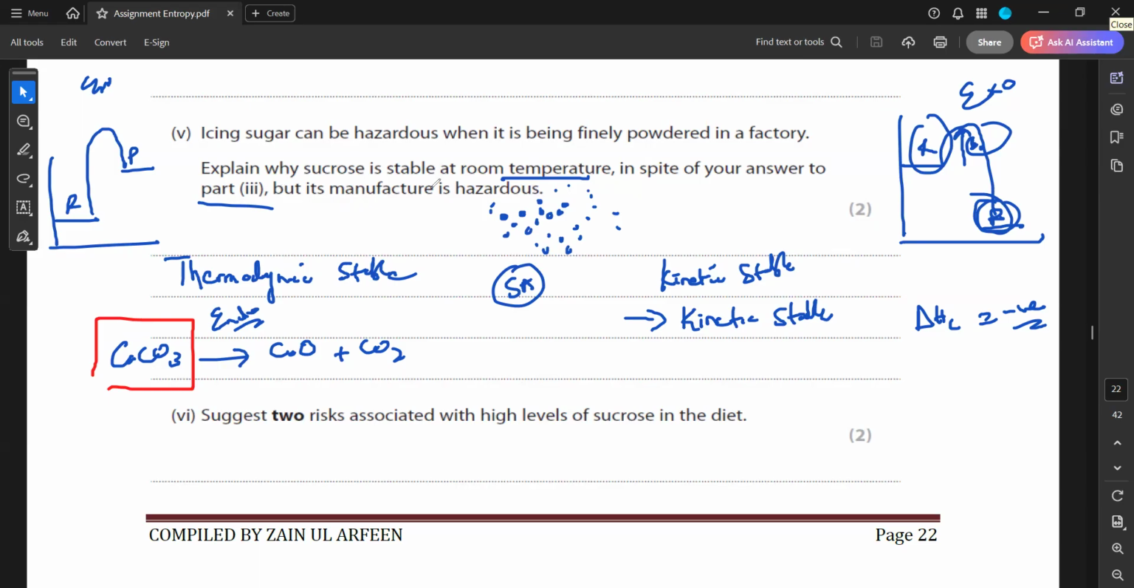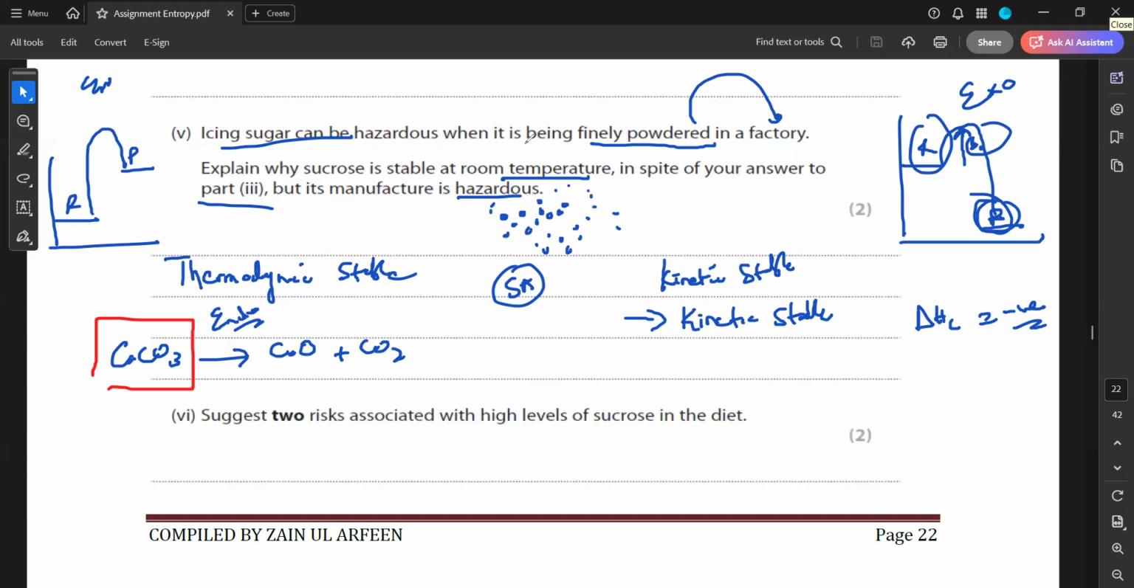So, why is its manufacture hazardous? Because if you read the question, the icing sugar is being finely powdered in a factory. When we make it powdered, it means we crush it, so it has a large surface area. Large surface area means it can have a higher rate of reaction. That's why it will be hazardous.